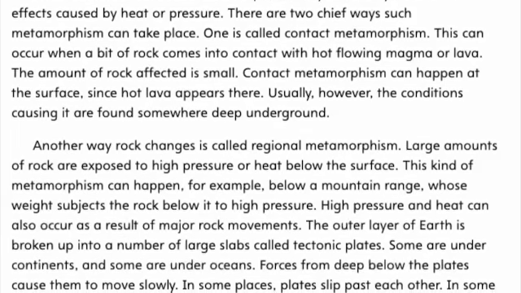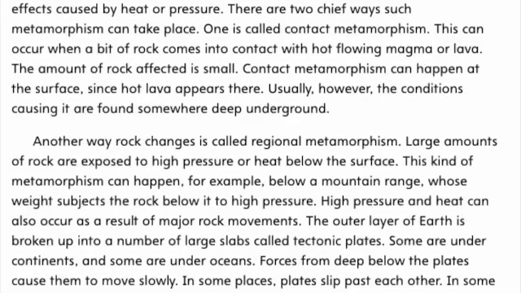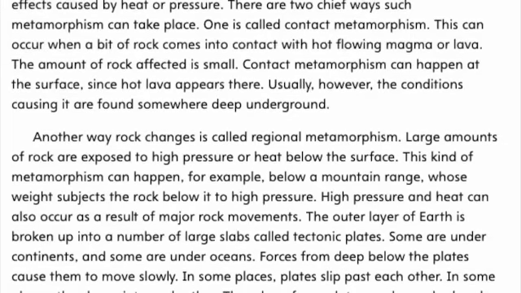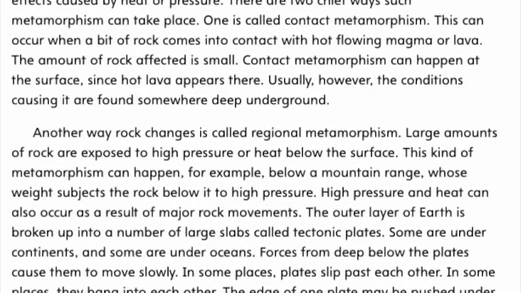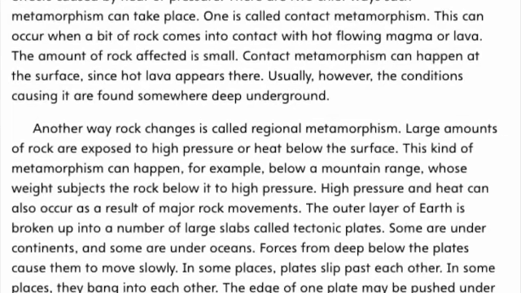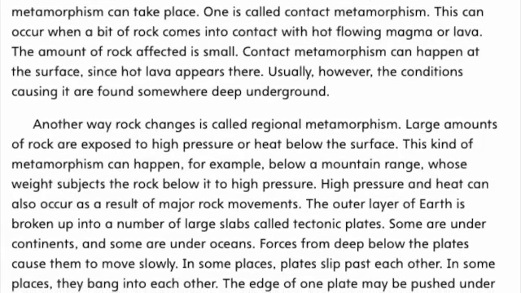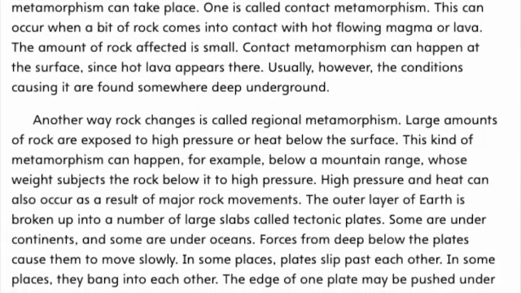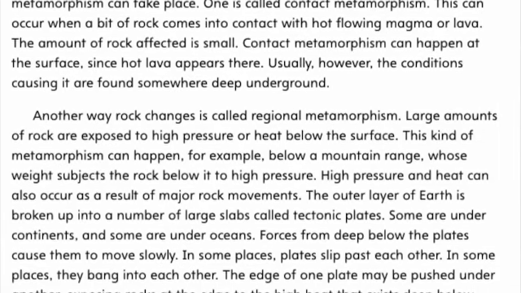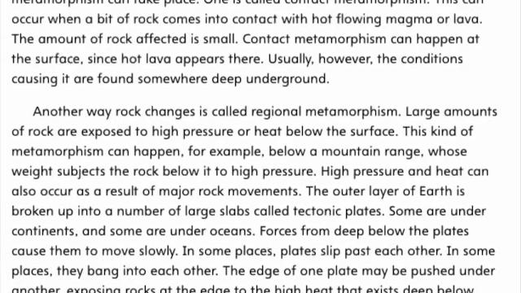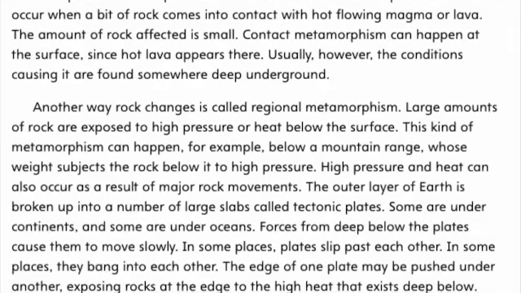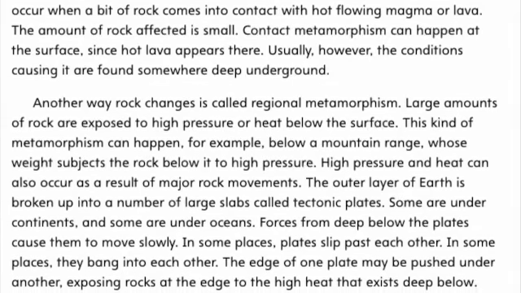Another way rock changes is called regional metamorphism. Large amounts of rock are exposed to high pressure or heat below the surface. This kind of metamorphism can happen, for example, below a mountain range, whose weight subjects the rocks below it to high pressure. High pressure and heat can also occur as a result of major rock movements.